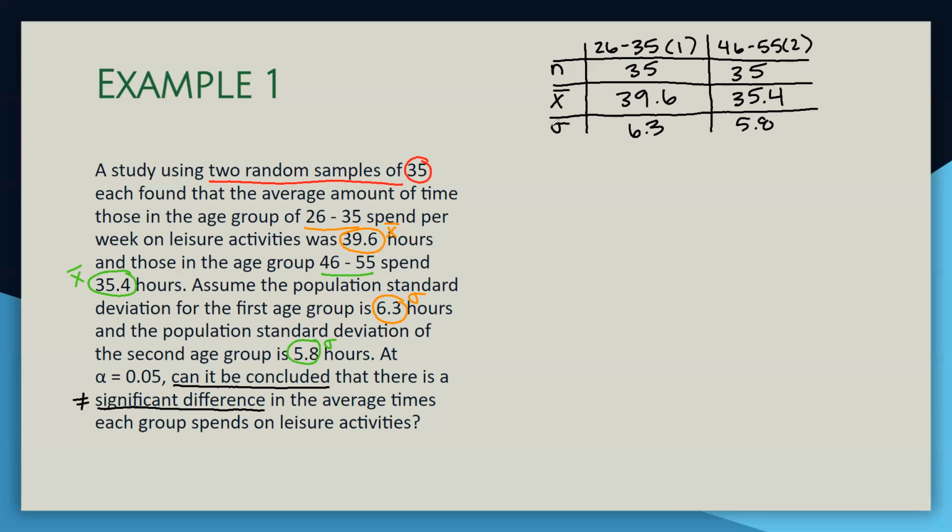Because they use that keyword, population standard deviation, we know that this is a z-test. So we are running a z-test for 2 means. I'm going to go ahead and use the p-value method. It starts the same as the traditional. We're going to identify our hypotheses, then run that test to find the p-value, make our decision, and then summarize our result.